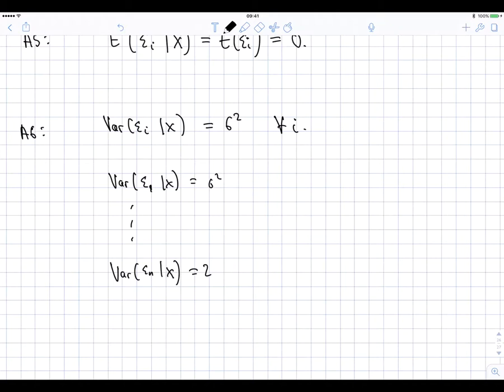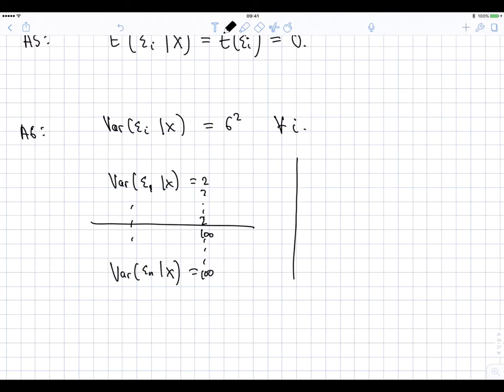But note that all the variances of all the data points could be different. So you could have had 1, 2, 3, minus 11. No, variance cannot be negative. 10, etc. You could have had different variances for every single error term. You could have had a situation where the first half of my observations have variances of 2, and the second half of my observations have variances of 100.